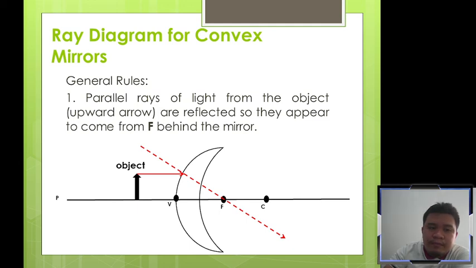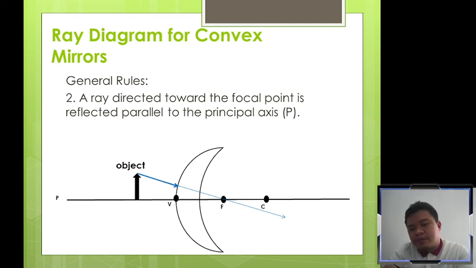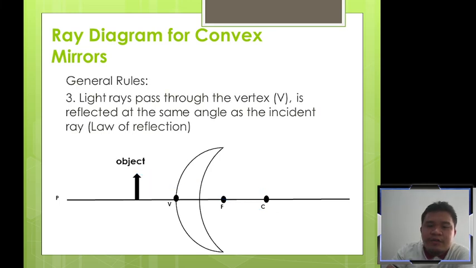Now for general rule number 2, a ray directed towards the focal point is reflected parallel to the principal axis. So as you can see, I draw a thin blue arrow to indicate that the light ray leaving the object is seemingly passing through the focus, but actually what happens is that it is reflected parallel to the principal axis, and we just extended that line towards the inside of the mirror so that we will observe what happens after all these three rules are applied. And for the general rule number 3, light rays that pass through the vertex is reflected at the same angle as the incident ray.